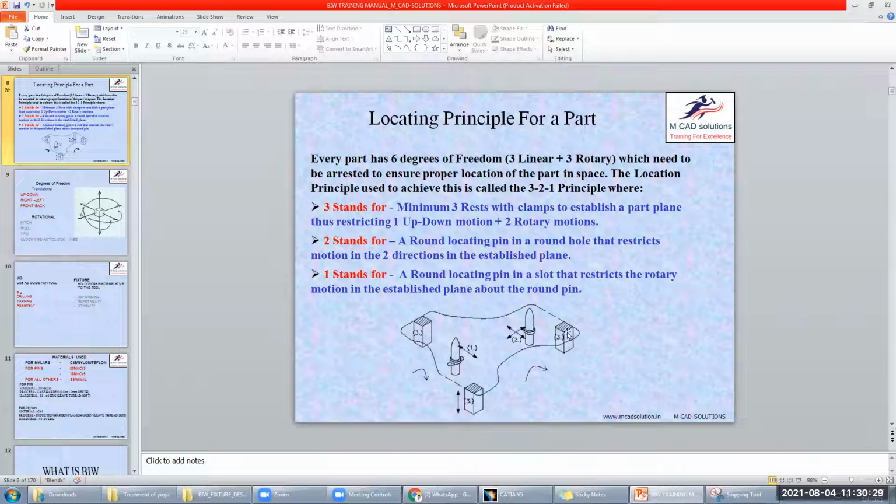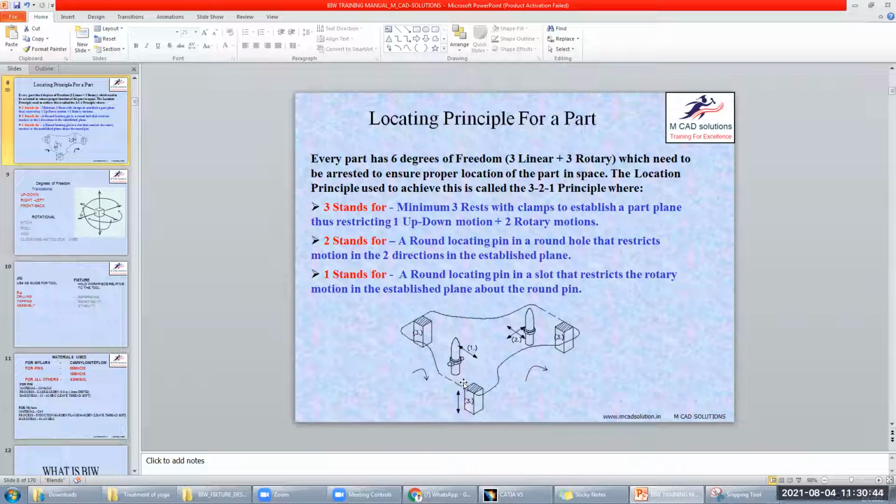So this is one assembly: 1, 2, 3, 4, 5. So there will be a number of assemblies and a number of parts. Out of those parts, the parts which are in contact with the panel are called mylar. Clear? Okay.